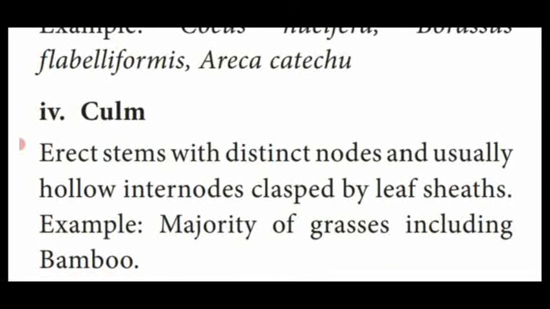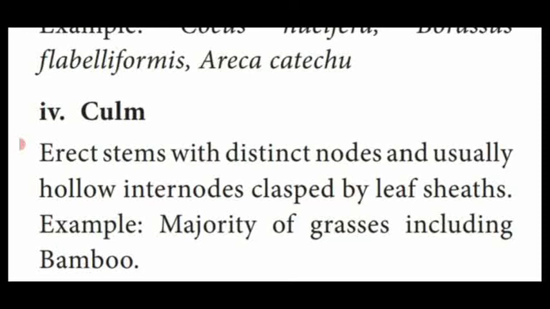Next one, culm type of stem. Dear students, in this stem, the stems are erect only. Nodes are also clearly present in the stem region. But the internodal region is hollow, which means there is a gap at the center of the stem region. That is said to be hollow internodes clasped by a leaf sheath. That means the outer surface shows a scar-like appearance.